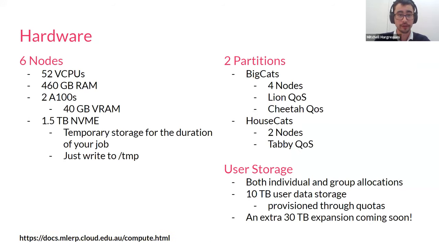So this is the hardware that we have on the cluster. We have six nodes, each of which have two A100s with 40 gigabytes of VRAM. There are 52 vCPUs and a whole bunch of RAM. We also support NVMe, which you can write to directly. So if you are doing a long training job, you can copy your data into the NVMe and then have this highly performant hardware that you can write to and read from. And we have two partitions with different qualities of service, some of which are designed to support Dask jobs, some of which are designed to support GPU reservations, and some of which are designed for direct batch submission.